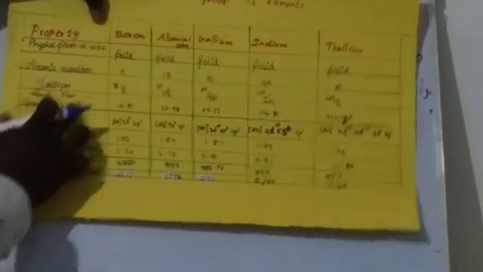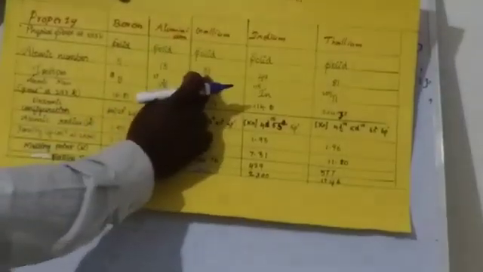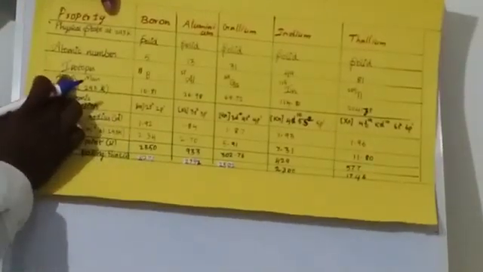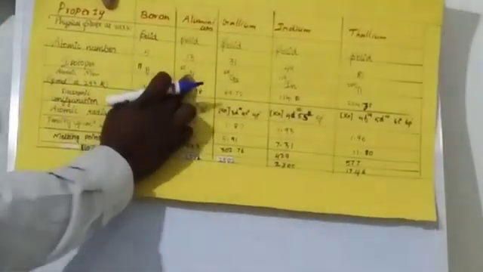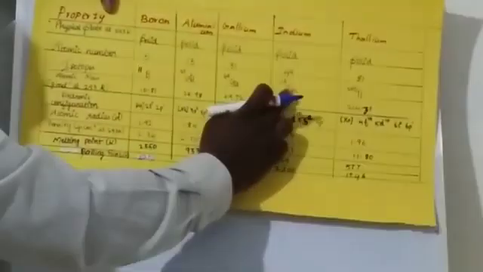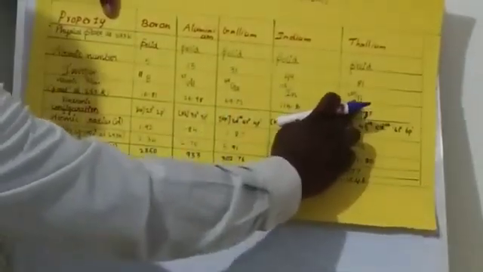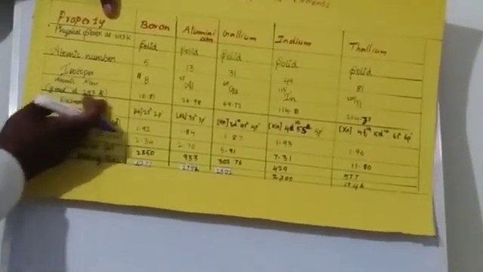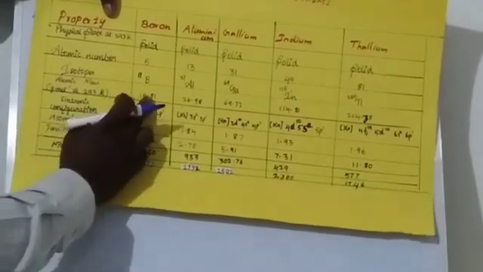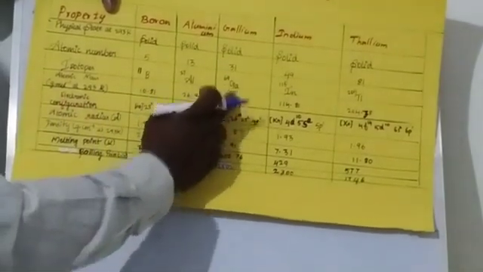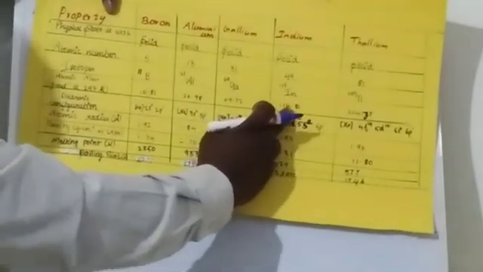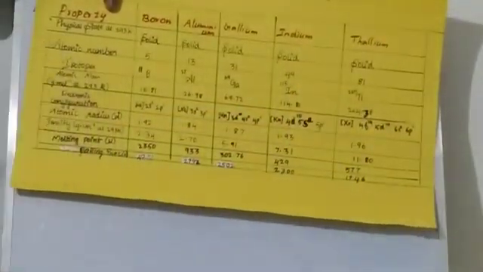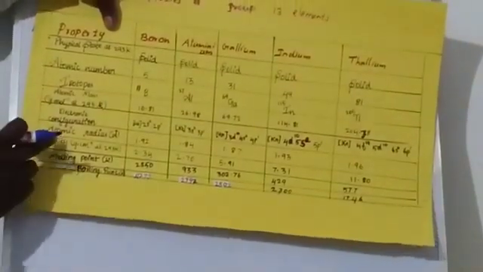Then atomic number, already learned. The atomic number of boron is 5. Aluminum is 13. Gallium is 31. Indium is 49. Thallium is 81. Isotopes: boron 11, aluminum 27, gallium 69, indium 115, thallium 205. Also the experimental atomic mass values: 10.81, 26.98, 69.72 for gallium, indium 114.81 and thallium 204.78. The electronic configuration is already learned.